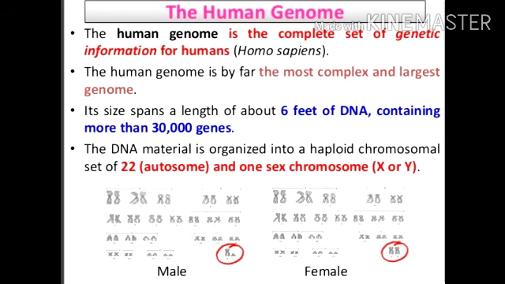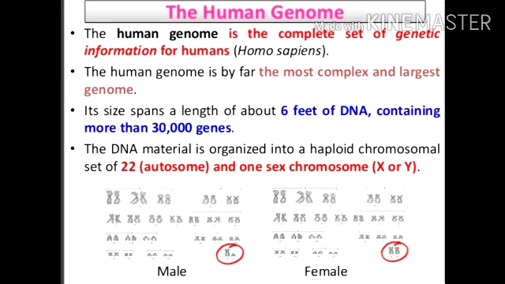First of all, we have to know what the human genome is. The human genome is the complete set of genetic information for humans. The scientific name of human is Homo sapiens. The human genome is by far the most complex and largest genome, with a length of about 6 feet of DNA, containing more than 30,000 genes.